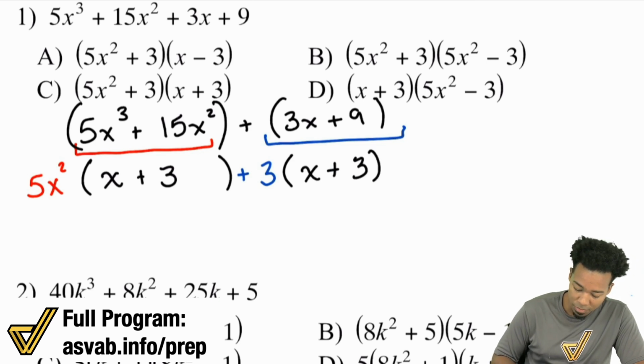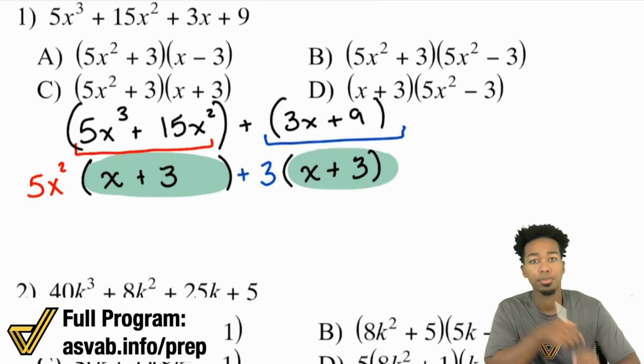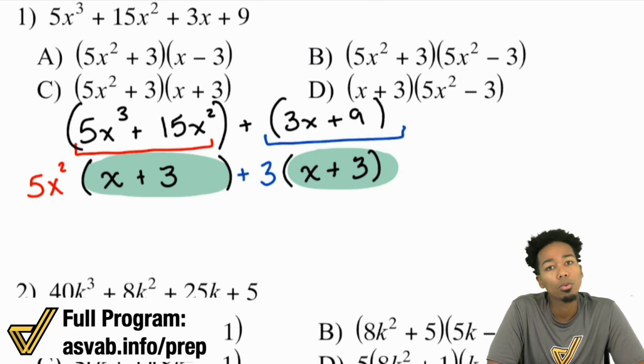So this is the convenience that I wanted you to notice. Look at the x plus 3 in both of these groups. With that said, what can happen now? Well, remember this, my party people.